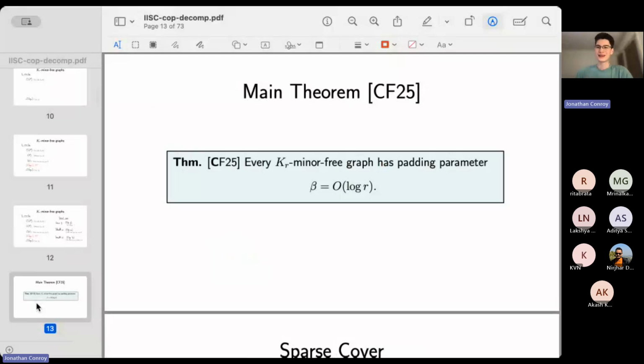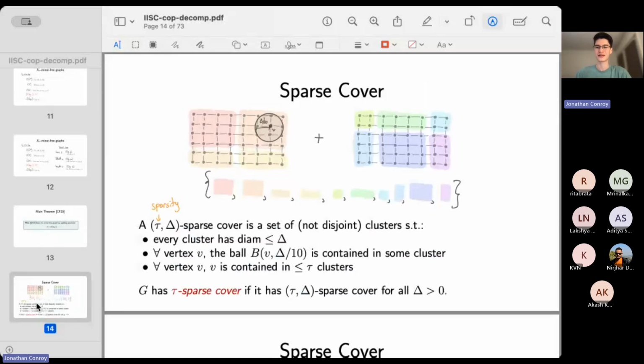So before I talk to you about the proof, I'm going to introduce a slightly different object, which is going to be easier to draw in the slides, and it's how we take a detour through this sparse cover in order to construct padded decomposition. Okay, so let's talk about sparse cover.